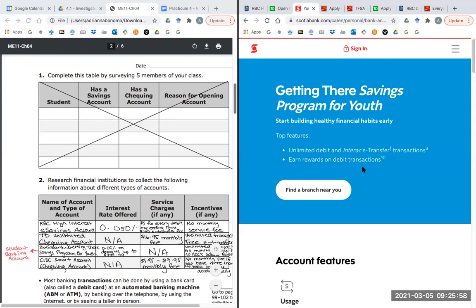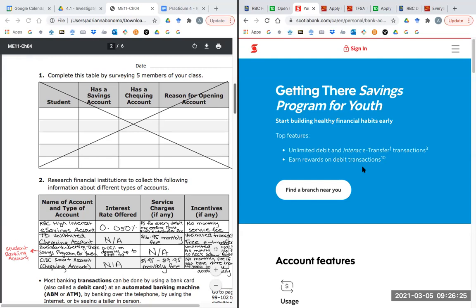So for example, I'm with RBC. When I first got my debit card, it was a student debit card and I was only allowed 25 transactions per month. So that forced me to be mindful of my spending. I was only allowed to withdraw $100 at a time. So if I wanted to take money out of the bank, I can only do up to $100. Again, great. So I wasn't taking out more money than I needed.